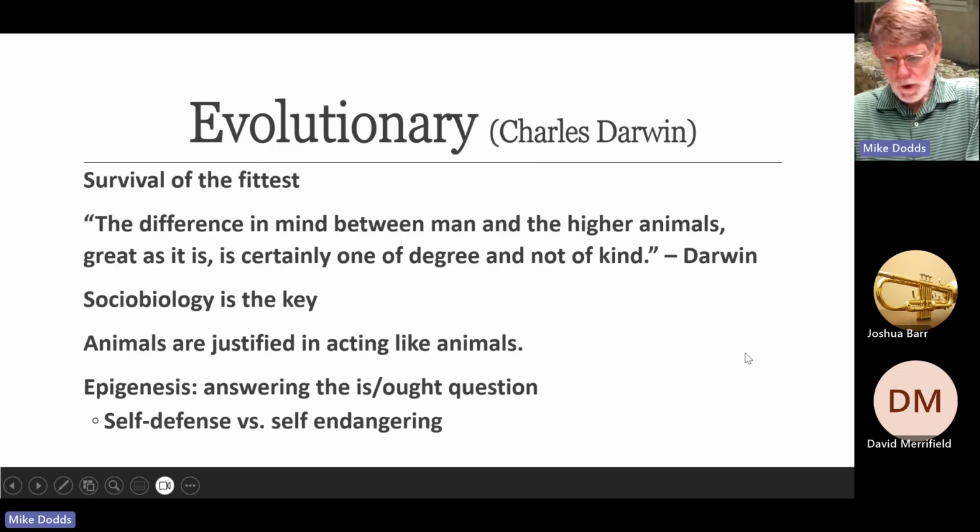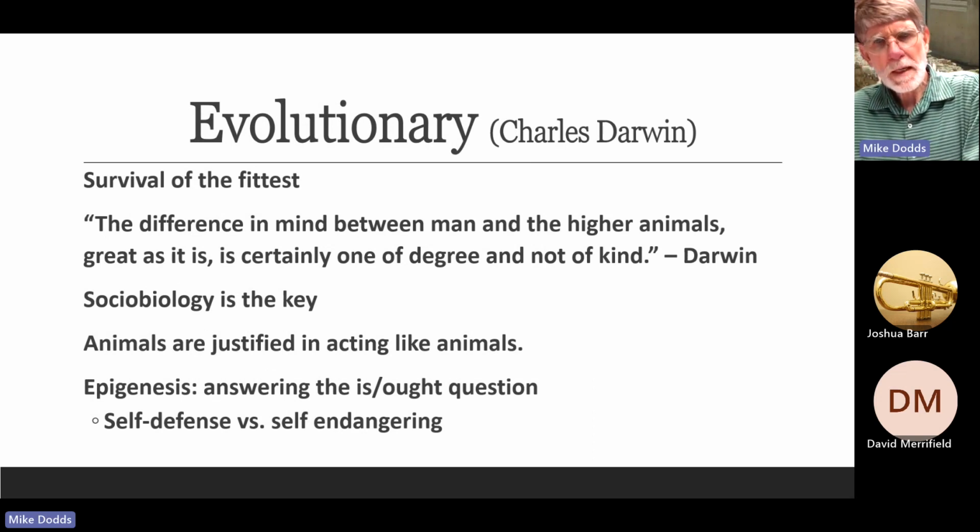The last one, the evolutionary. Survival of the fittest. Charles Darwin would be the representative there, as you see. The difference in mind between man and higher animals, great as it is, is certainly one of degree and not one of kind. We are just a higher functioning animal. You're familiar with this, I'm assuming, as you've walked with Christ, and that's one of the big questions. Is evolution correct? And you're thinking it through.